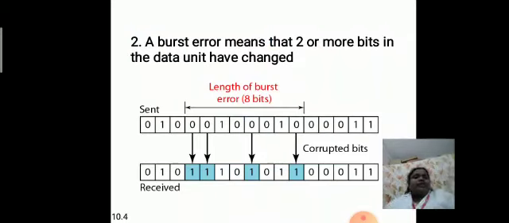Second one is burst error. So burst error is normally multiple bit error. Okay. So it means that two or more bits in the data unit have changed. So burst error. So how we are mentioning it? See here, sender has sent information 0 1, triple zeros, 1, triple zeros, 1, 4 zeros, 1 1. This is the original information.